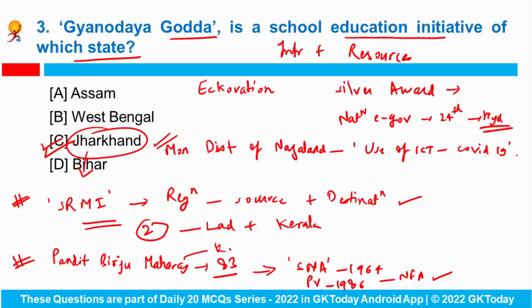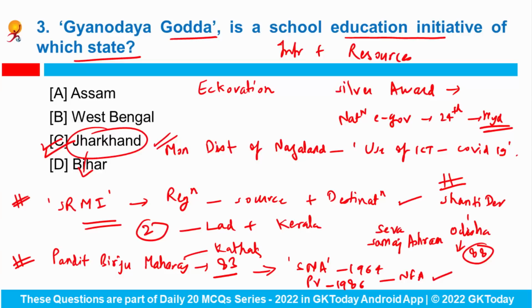Answer would be Kathak. Also recently, the social worker Shanti Devi from the state of Odisha has passed away at the age of 88 years. So in the state of Odisha, she founded the Seva Samaj Ashram to run her movement of providing education to the tribal girls, and in the year 2021, she was awarded the Padma Shri by President Ramnath Kovind. Okay. So you can be asked that Shanti Devi, who recently passed away, was a social worker from which particular state? Answer would be Odisha.